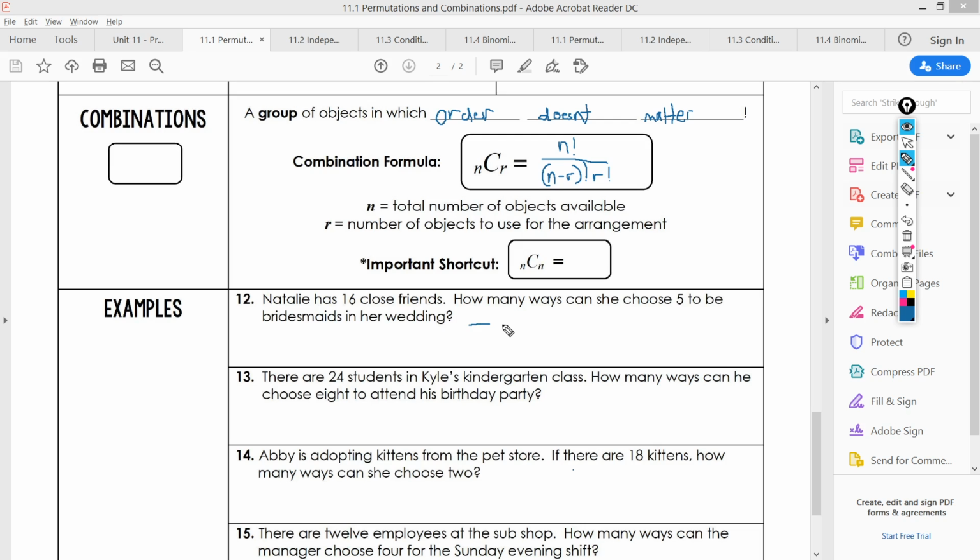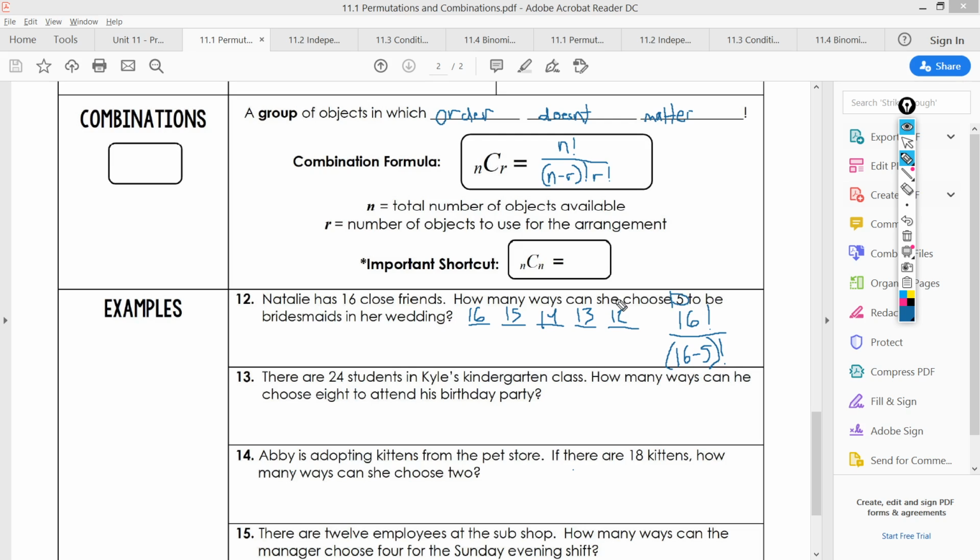So the idea is we have 5 spots. For spot 1, she can pick 16. Spot 2, 15, 14, 13, 12. So the logic is the same. So what is this the same as? This is the same thing as 16 factorial divided by 16 minus 5 factorial, because everything 11 and lower is missing, right? That's a 16 minus this 5.